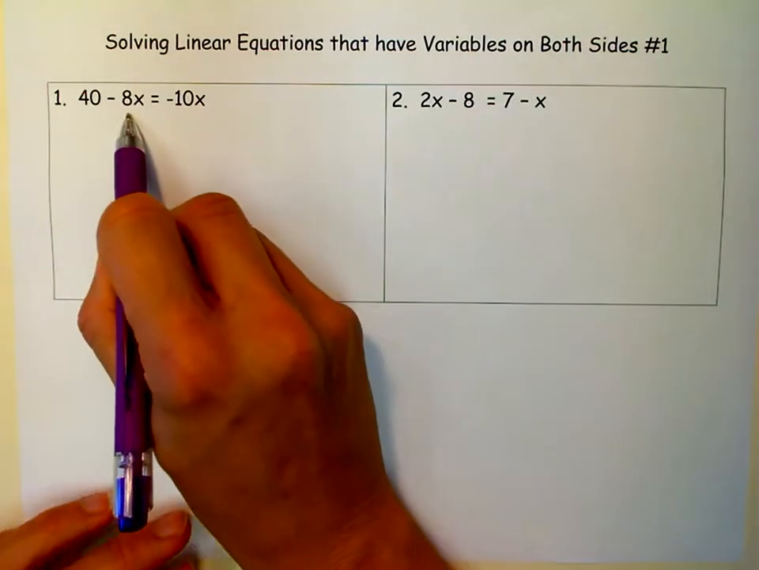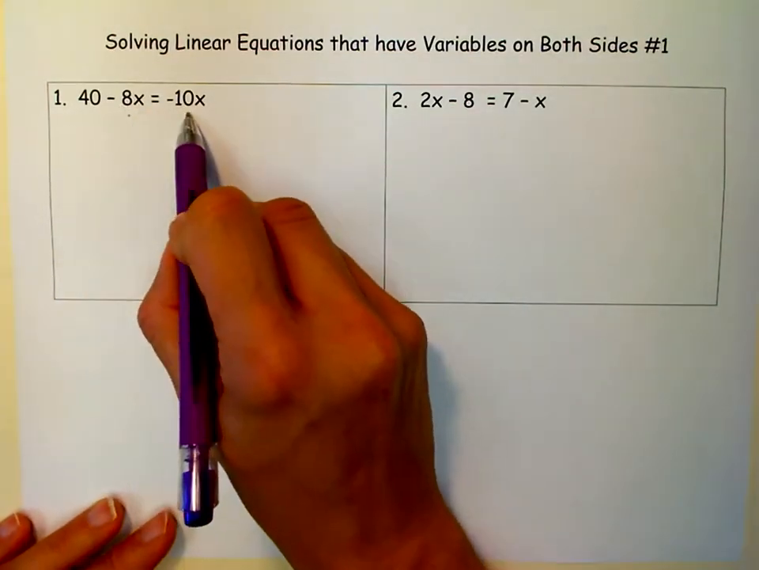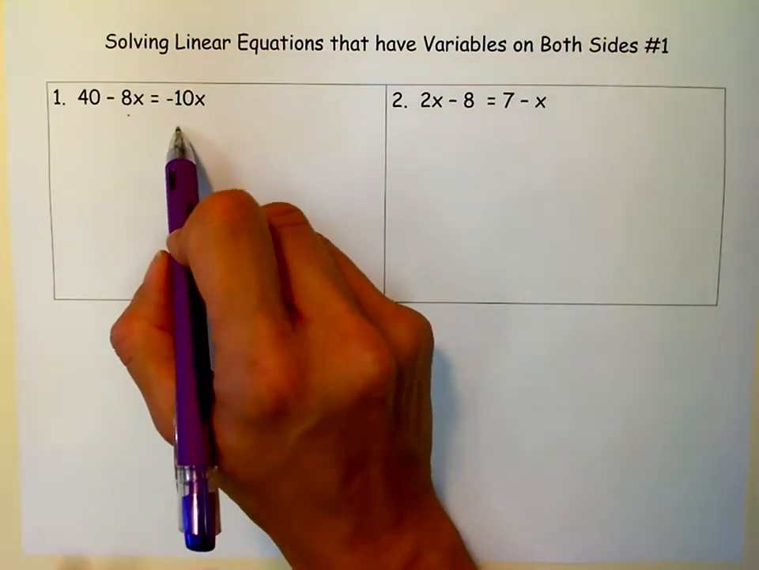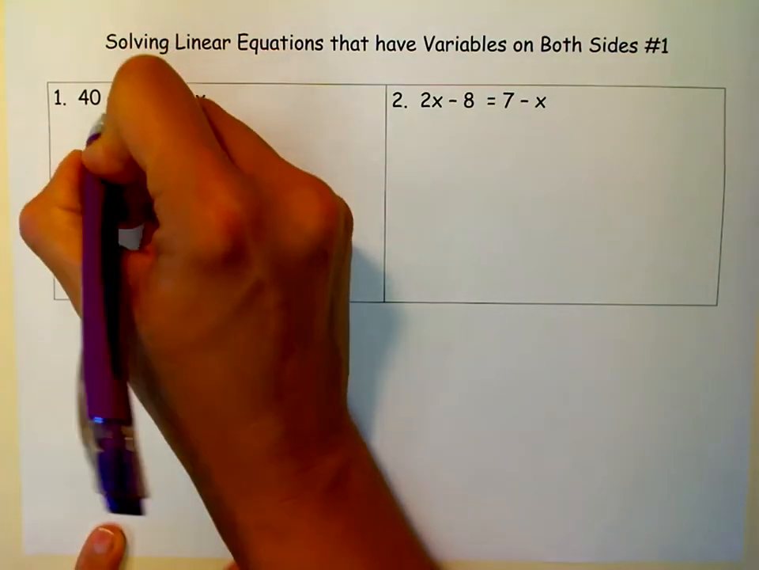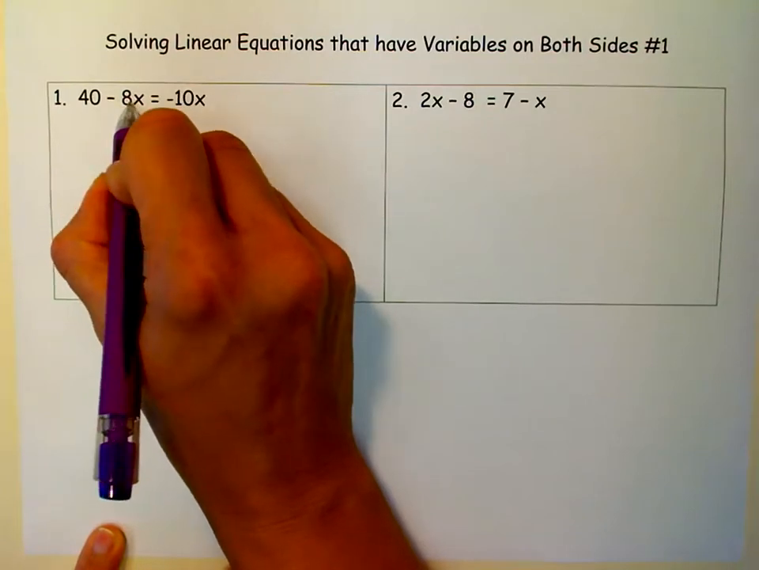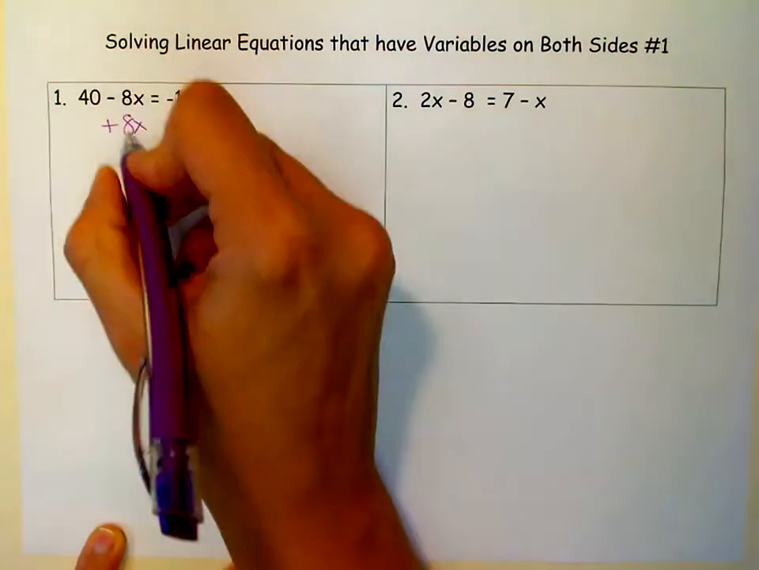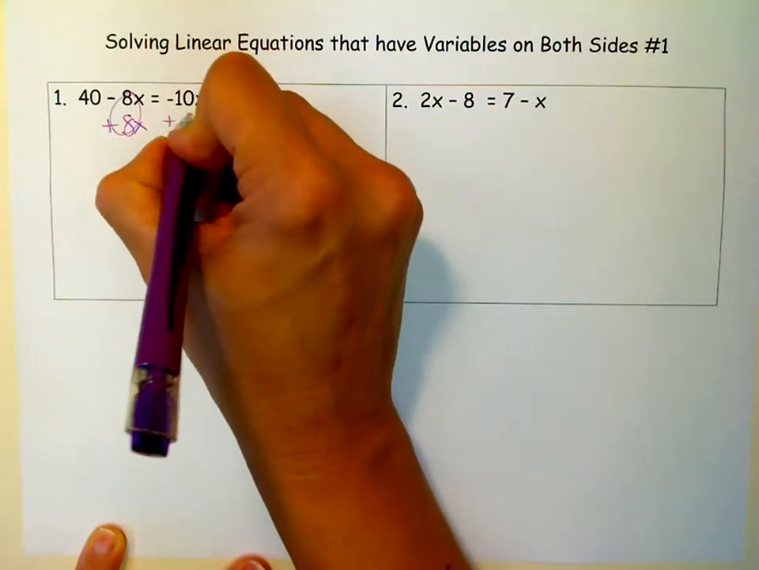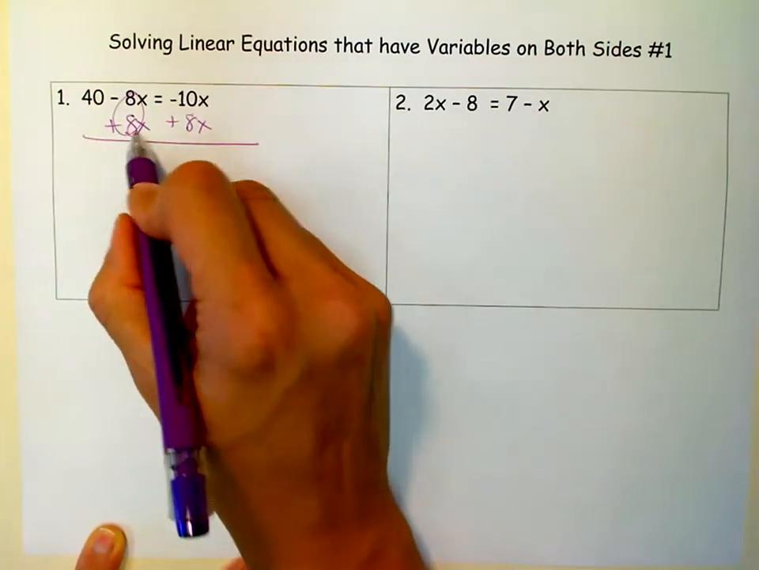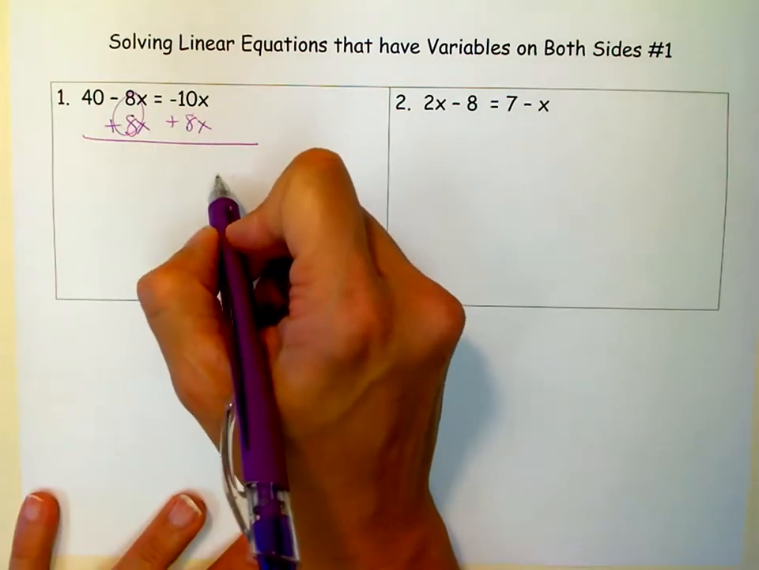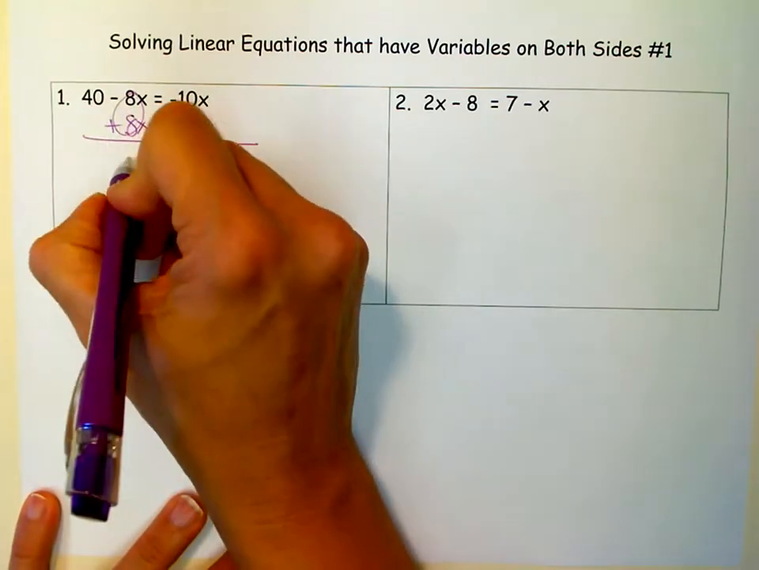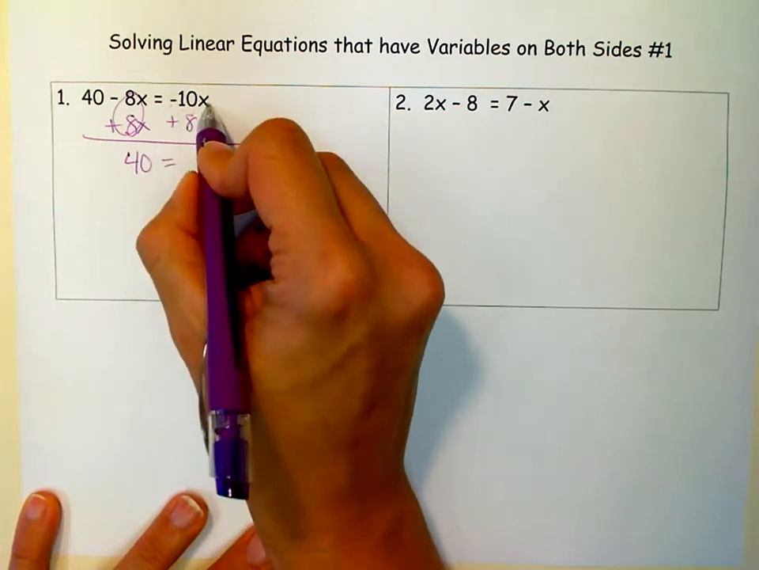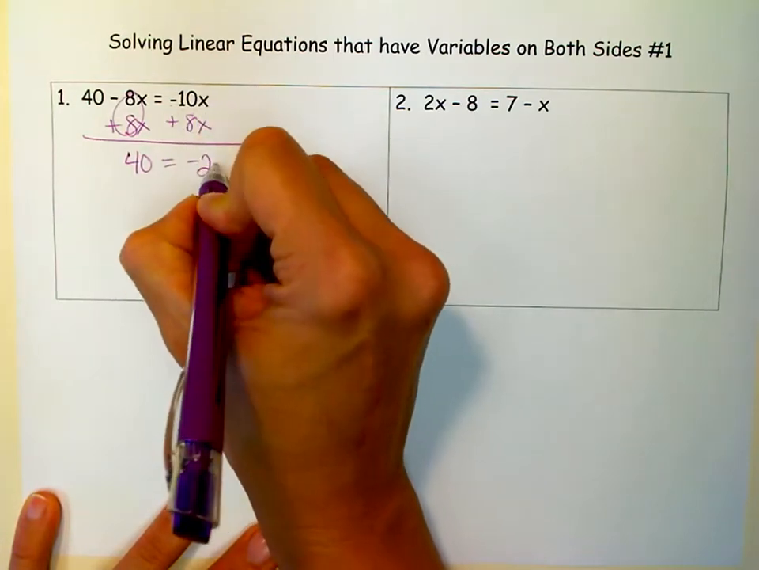This is an x term. If I want to move it to this side, because I want to get all the x's together, that is my goal when I'm solving for x, then I have to do the opposite. If we're minusing 8x, then I can add 8x to get rid of it on this side, but whatever I do to this side, I have to do to this side. So I just add the whole term to the other side. Now 40 minus 0 is just 40, so on the left side I have 40, and negative 10x plus 8x is negative 2x.